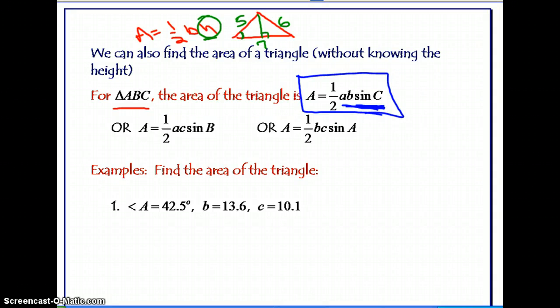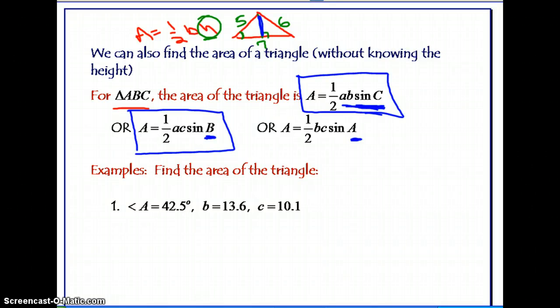If you get confused by the letters and say, wait, they didn't give me side A and B, they gave me side B and C, or they gave me side A and C, or whatever, the same permutations will work. So 1/2 AC sine of B, the angle always has to be in between the two sides, or 1/2 BC sine of A, because angle A is in between sides B and C. So as long as you have two sides and the included angle, you can find the area of the triangle without ever knowing the height. So it's a second formula for the area of a triangle.